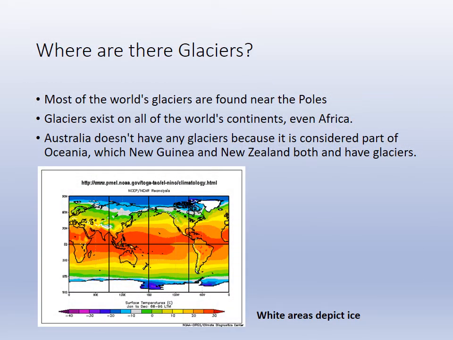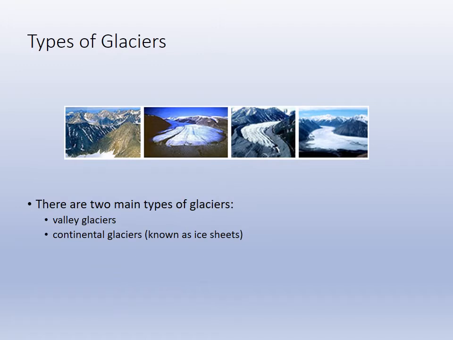Glaciers exist on all of the continents, even Africa, in the alpine glaciers. Australia doesn't have glaciers, but Oceania does because New Guinea and New Zealand both have smaller representative glaciers. Valley or alpine glaciers are the most common, but the largest are the continental ice sheets, and right now there's currently two of those, one in Greenland and one in Antarctica.